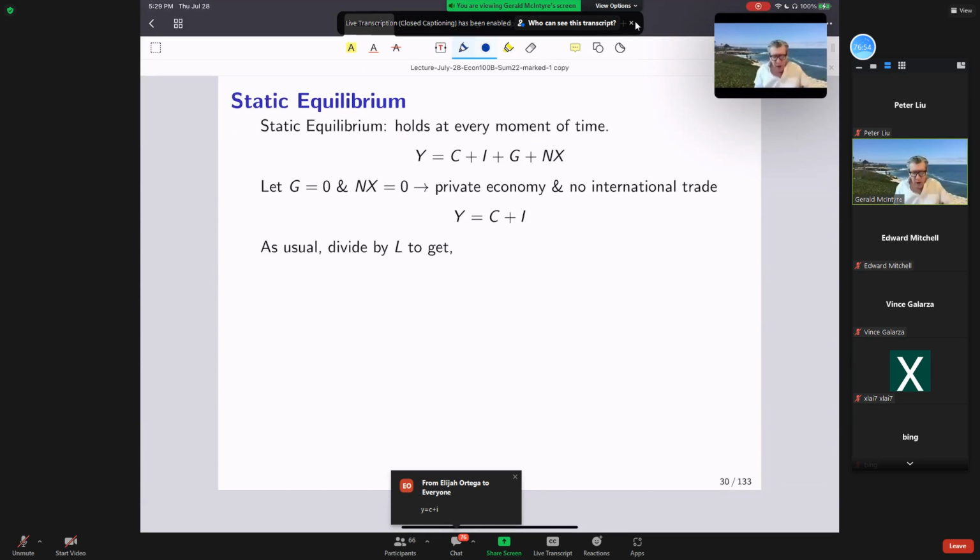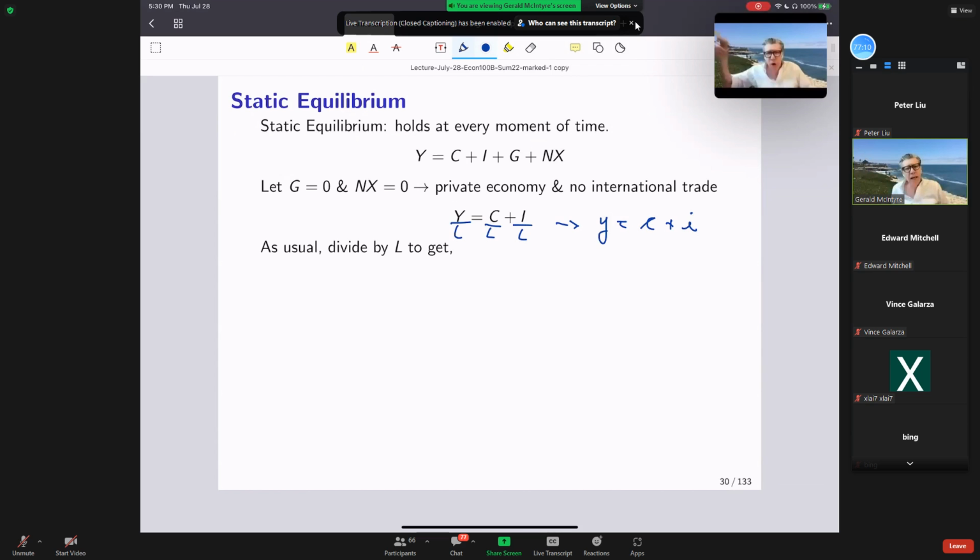If you're dividing by L, it should be small y is equal to small c plus small i. All the small letters mean per worker terms. You have to have that notation, or else there's a difference between capital Y and small y, and between capital C and small c. Small c is consumption per worker. Small y is output per worker, or GDP per worker. And so here's the function.